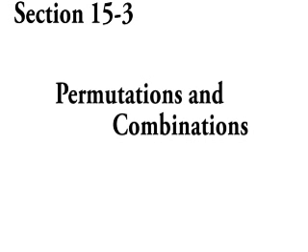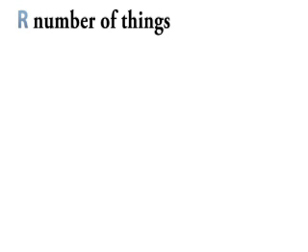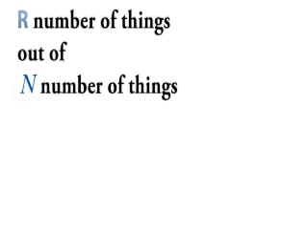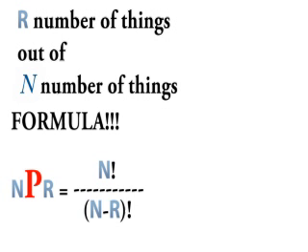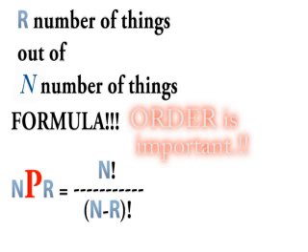Section 15-3, Permutations and Combinations. Permutations. This concept is utilized when you choose r number of things out of a total of n things. In permutations, order is important, as shown in the following example.